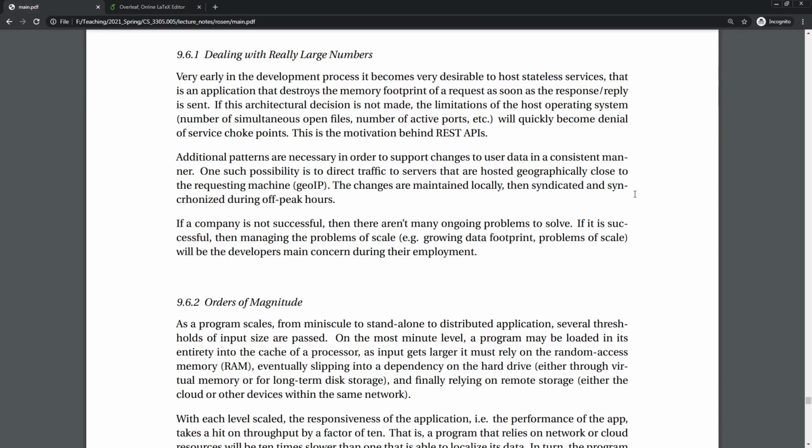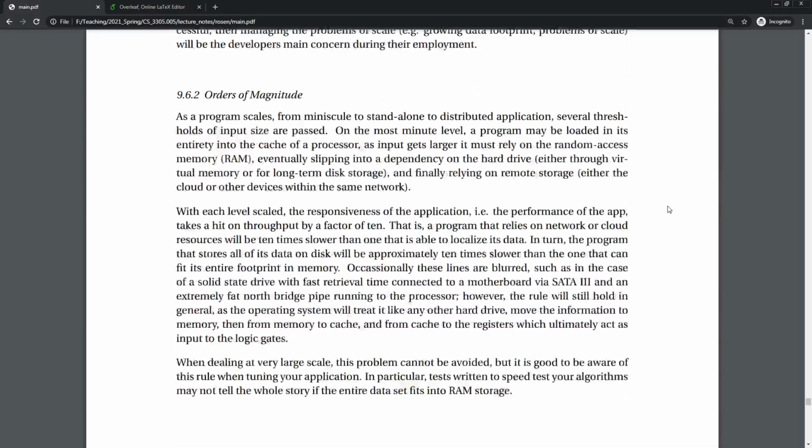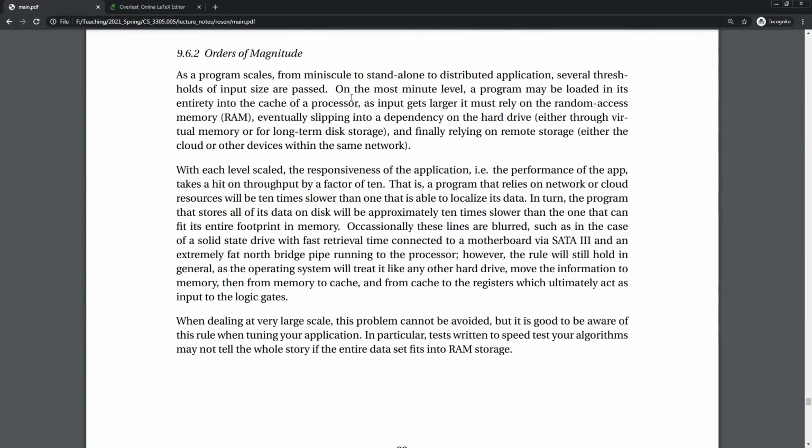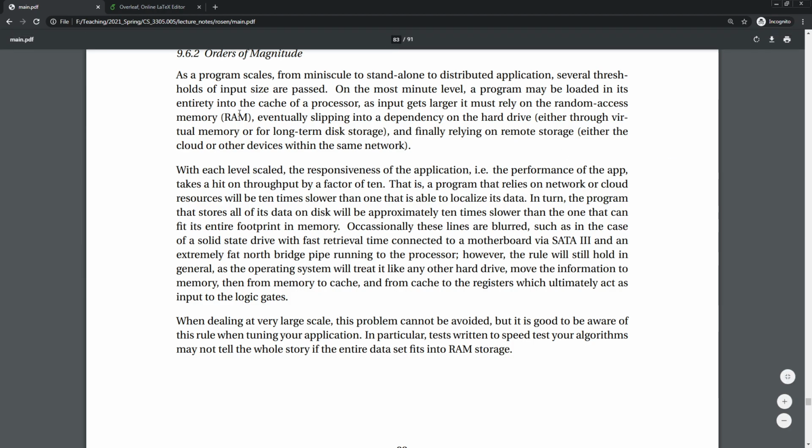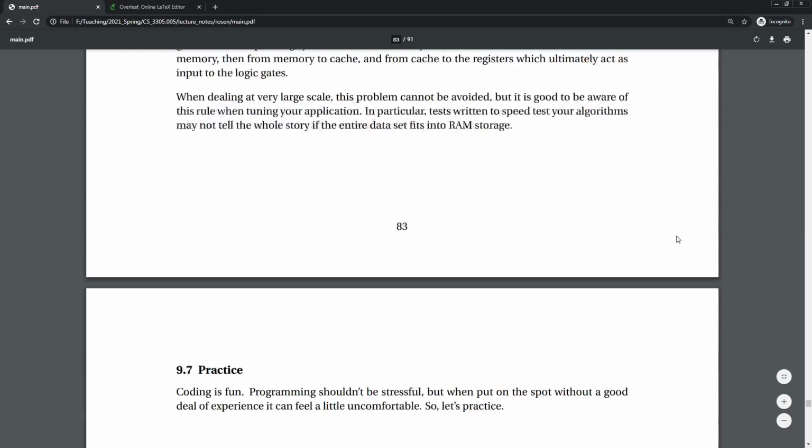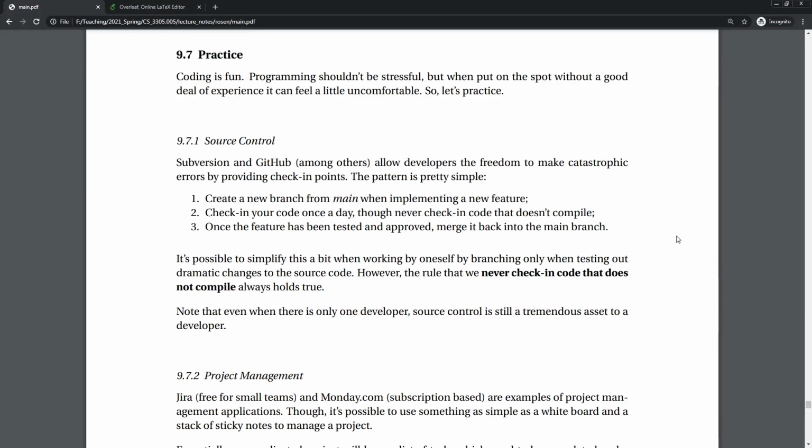Okay, so then orders of magnitude, we discussed that a little bit a couple lectures ago, where depending on where the information lives, it's going to cost you another factor of 10 typically to access it. Okay, and then practice.